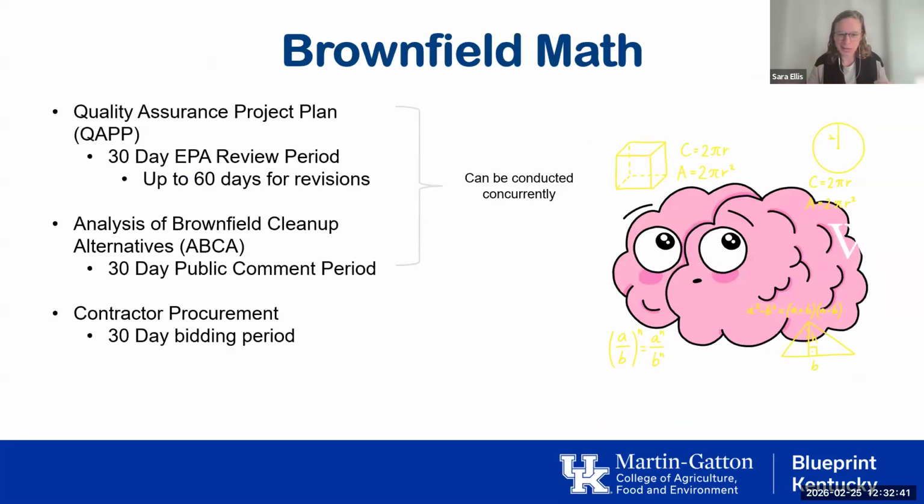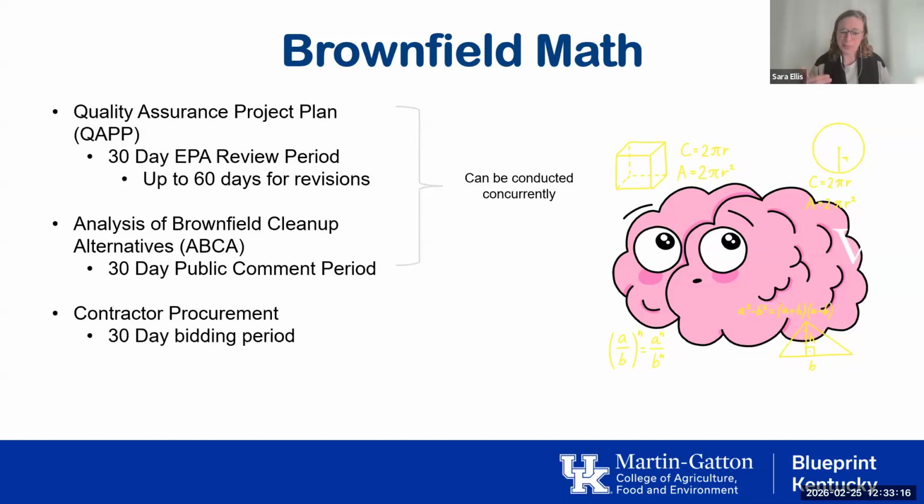Okay, so Brownfield math, we've kind of been talking about this, and I promise I will explain what a QAP is right after this, but I just wanted to give you guys a sense of a few of the different components that you can do together. So your quality assurance project plan, again, this is something that's very specific to EPA brownfield cleanup loans. They take about 30 days with up to 60 days for revision. And then Kiersten mentioned the analysis of brownfield cleanup alternatives. These two, you can do them together. But just understand that they're both about 30-day review periods, and the ABCA is 30 days for public comment.